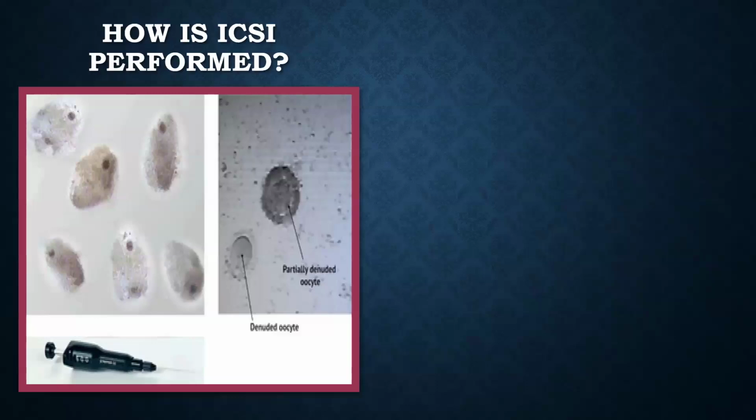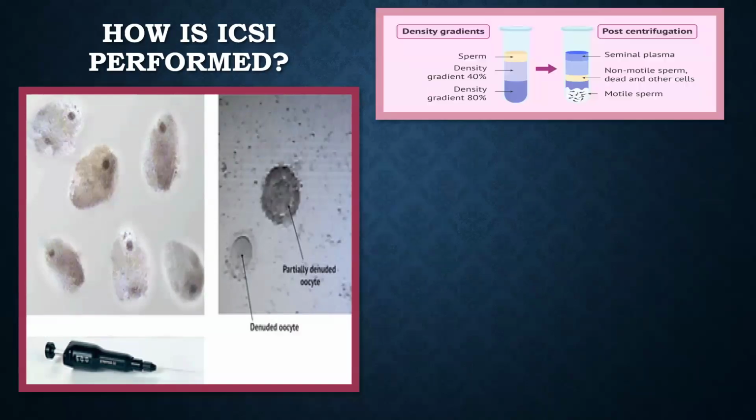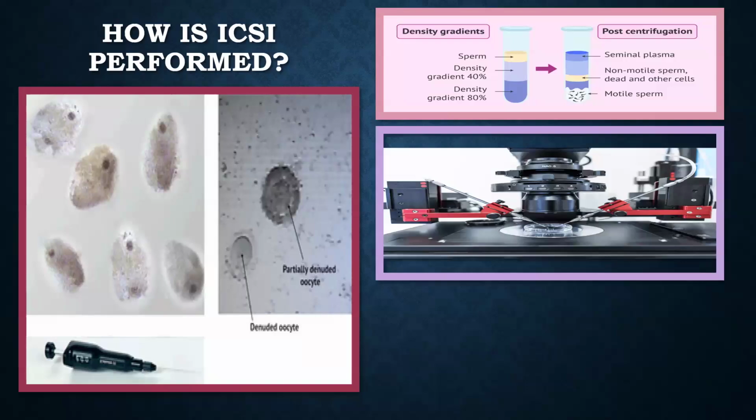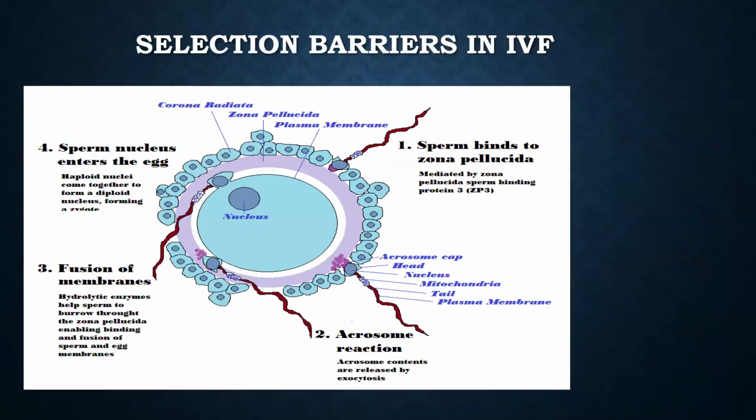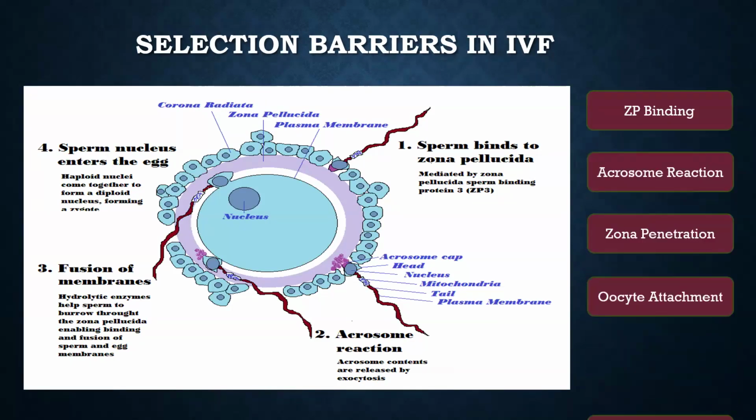In these cases, we retrieve the oocytes, but we go one more extra step, which is denudation, to note the nuclear maturation of the oocytes, following which there is one ICSI manipulator which has to be adjusted, and the sperms are directly injected into the M2 oocytes. So there are various natural selection barriers which are there in IVF, which are crossed in ICSI, such as the zona pellucida, acrosomal reaction, and fusion of membranes, etc.